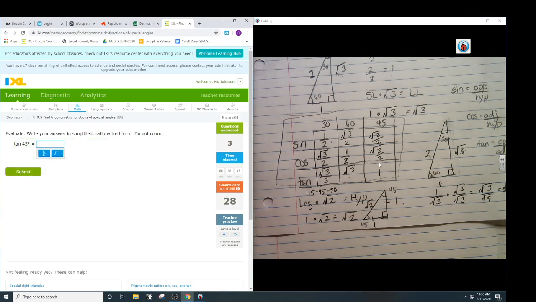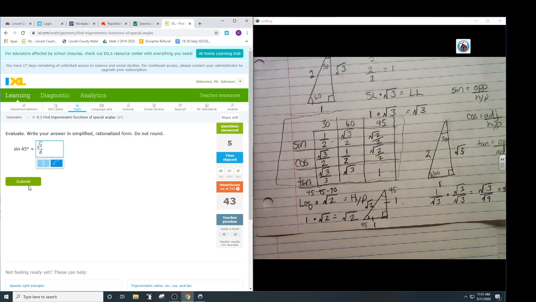Now, tan of 45. Tan of 45 is this guy right here, which is 1. Just type 1 in. Tan of 60. Easy. Tan of 60 is square root of 3. There you go. Sine of 45. Square root of 2 over 2. So hit that. Square root of 2 over 2.